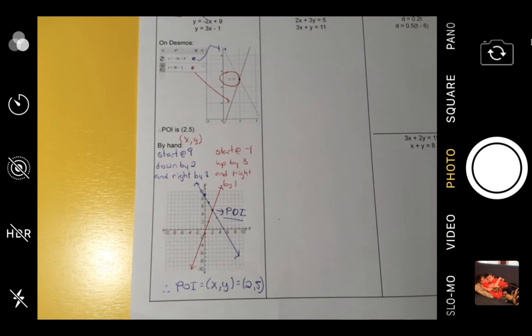Either by Desmos or by hand on your review relay. Yes, I would like you to show me by hand just so I can see that you're able to do it. But you can check it with Desmos.